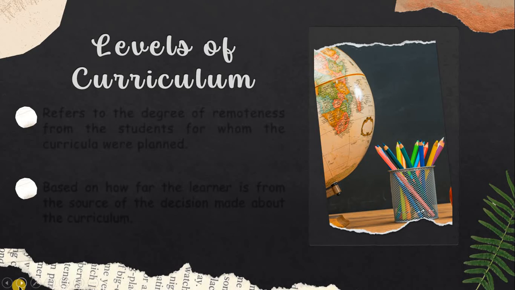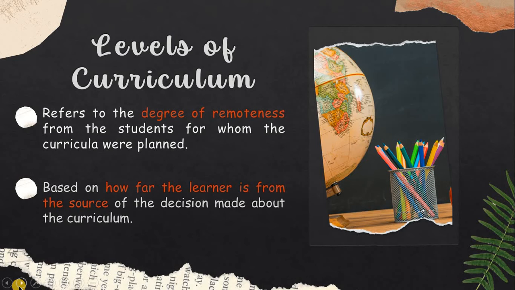So, the levels of curriculum improvement. The reflection of the curriculum that we have within the school is not something that appears out of nowhere. As you can recall in our previous discussion, our curriculum has four major foundations. We have philosophical, psychological, sociocultural, and the historical foundation. But in the current society, we also have these four different levels of the curriculum before it reaches the learners. So, the levels of curriculum improvement refers to the degree of remoteness from the students for whom the curricula were planned. In other words, it is based on how far the learner is from the source of the decision made about the curriculum.